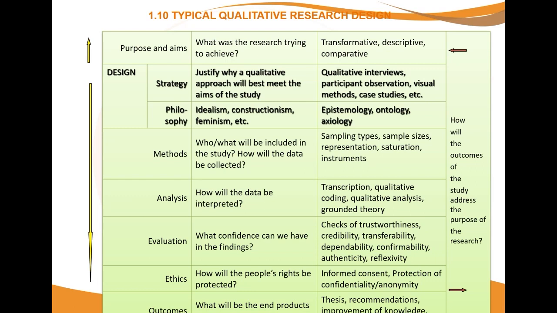In a typical qualitative one, your philosophy would instead be something like idealism or social constructionism or phenomenology or feminism. There are many kinds of philosophies inside of qualitative designs, and your evaluations will just be a little bit different, where you check for trustworthiness, credibility, transferability, dependability, confirmability, and so on. We dealt with these when we discussed qualitative designs.